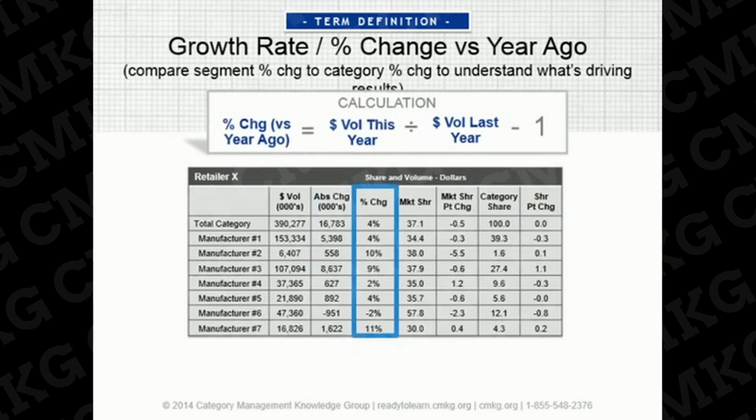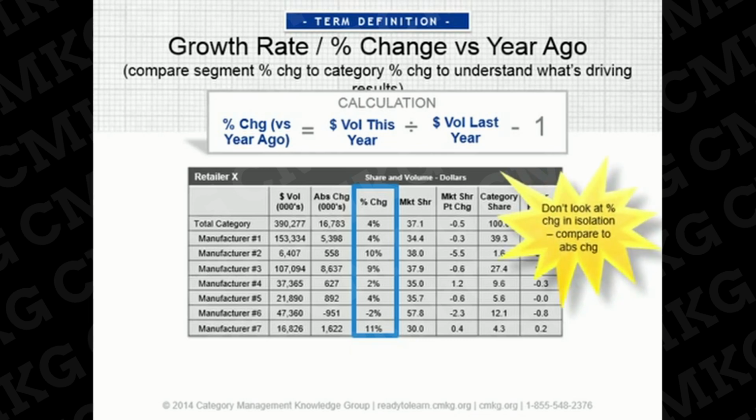Growth rate, or percent change versus year ago, is calculated by dividing the dollar volume this year by the dollar volume last year or versus previous period. Segment results should be compared to category growth to determine which segments are driving results up or down. Avoid looking at growth percentage in isolation from other growth numbers. It's easy to get a large percent change on a small base. You need to look at some other growth results like absolute dollar change tied in with the percent change number.